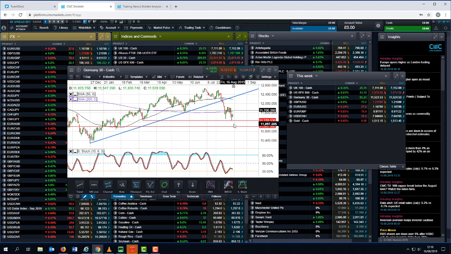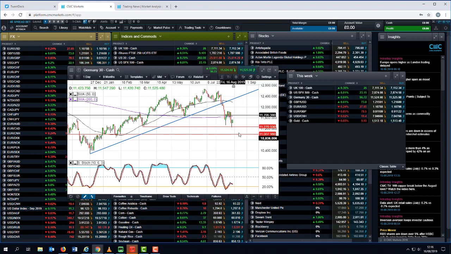So we've seen a bit of a rebound. We need to get back above this 200-day moving average here. 11,250 on the downside, 11,000, around about 11,680, 11,700 on the upside is a resistance there.